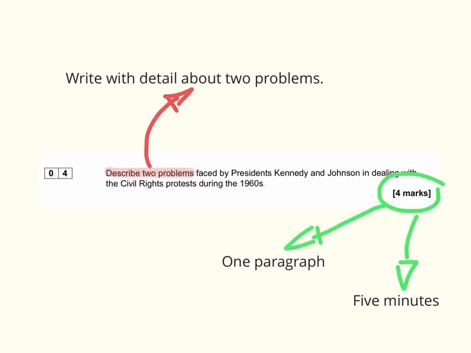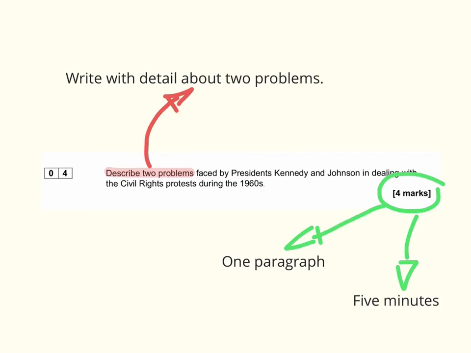Now, we should always remember with a 4-mark question that we need one paragraph and it should take us 5 minutes. In fact, if we can be quicker than 5 minutes, because there's no source to read, which should mean that we can just focus on the question.